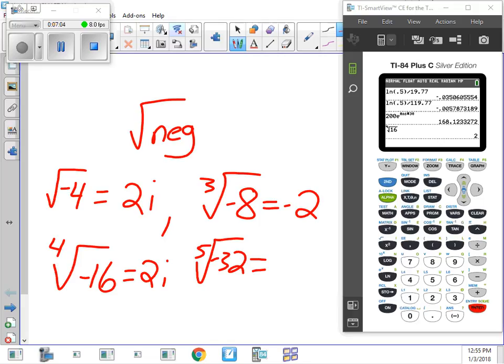That would be negative 2. So how come some of them give me an i and some of them give me a negative? Right. If you multiply a negative an even number of times, it goes away. If you multiply a negative an odd number of times, it sticks around. So any root that is even, 2, 4, 6, 8, will create an i when you root a negative. It will. Because there's no way to line up 4 negatives and create a negative.